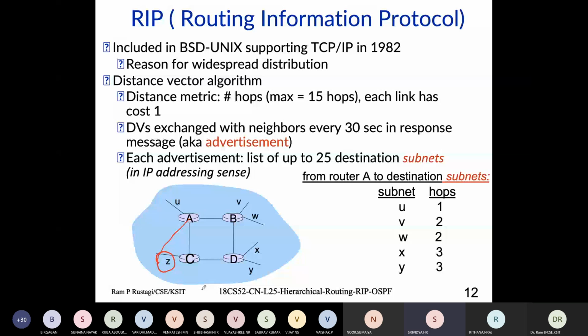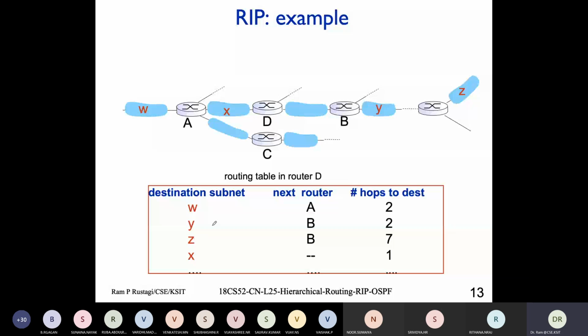Sir, is it 2? Yes, it is 2. Because A to C is one link and C to Z is another link. And that's the way RIP really works. Let's look at another example, how the RIP updates. Consider this network. So I'll look at the routing table of router D.